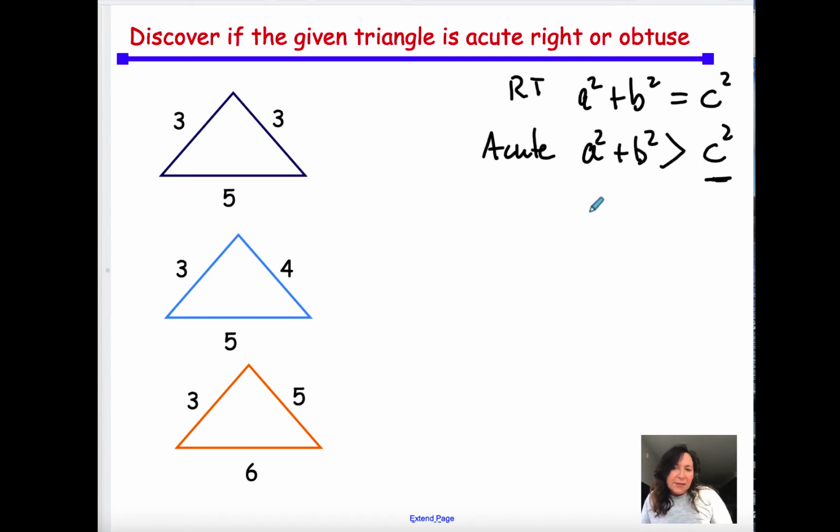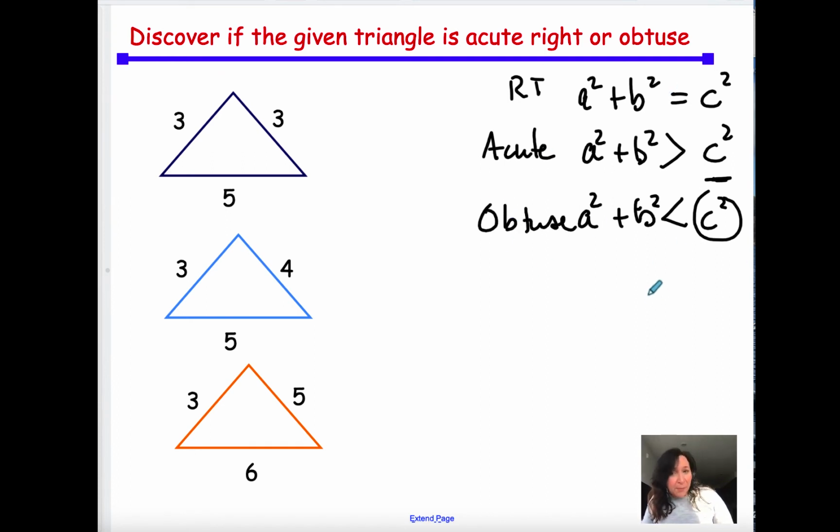And then, of course, lastly, if the sum of the squares of the 2 sides is less than c squared, or if I read it from right to left, c squared is greater than the sum of the 2 sides, then that is obtuse. All right, so that's what we do need to remember, like in our head. So I'm going to add the squares of the 2 sides. For the first triangle right here, we're going to say 3 squared plus 3 squared, and then here's 5 squared.